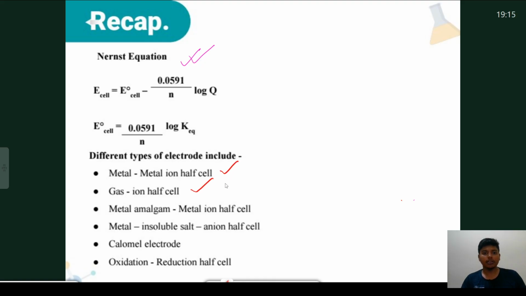Metal electrode, gas ion electrode, metal amalgam and metal insoluble. So this is not there actually for you. These two are not there. Calomel electrode, oxidation reduction half cell, that is what we are using. One side oxidation is there, one side reduction is there. And we have started electrolysis.